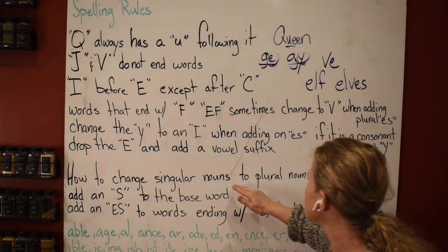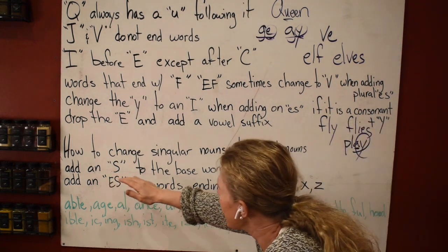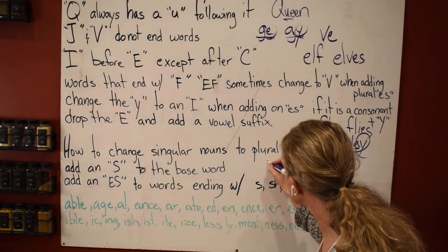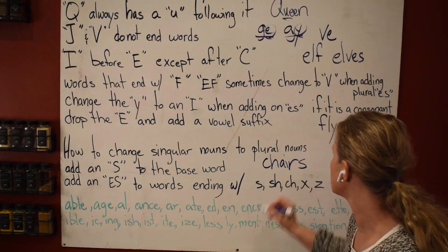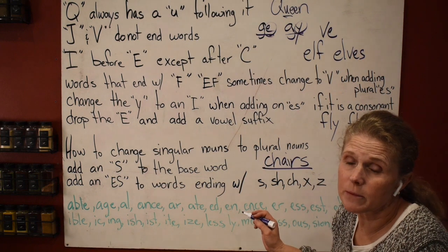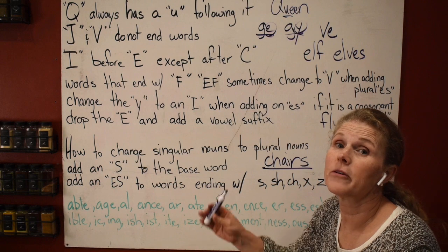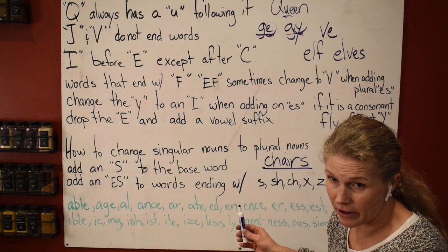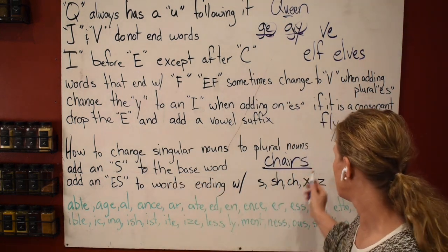How to change singular nouns to plural nouns. Let's talk about that. When you're just adding an S to the base word, think of a base word when just adding an S. Chair. You just add it on. It's that simple. And this noun becomes plural. The reason why people get confused with this is because the S on the verb is super confusing. But nouns are very easy. You just add it on. If you have something physical that you can touch, you know you can just add it on.